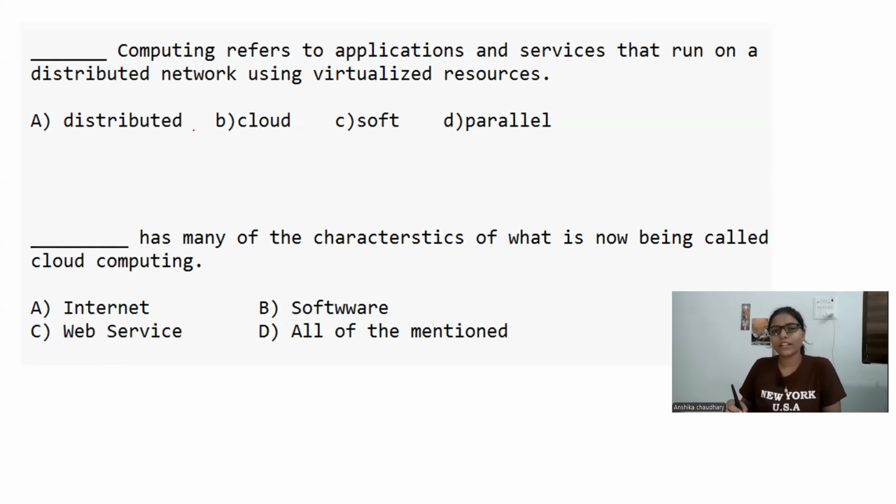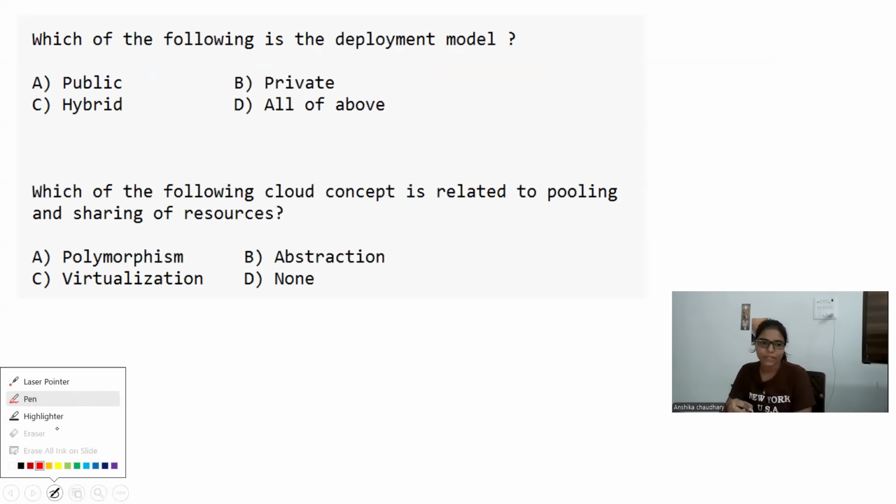The next is: computing refers to applications and services that run on a distributed network using virtualized resources. Distributed computing, cloud computing, soft computing, or parallel computing? Simply, cloud computing refers to the applications and services that run on a distributed network. The internet has many of the characteristics of what is now being called cloud computing.